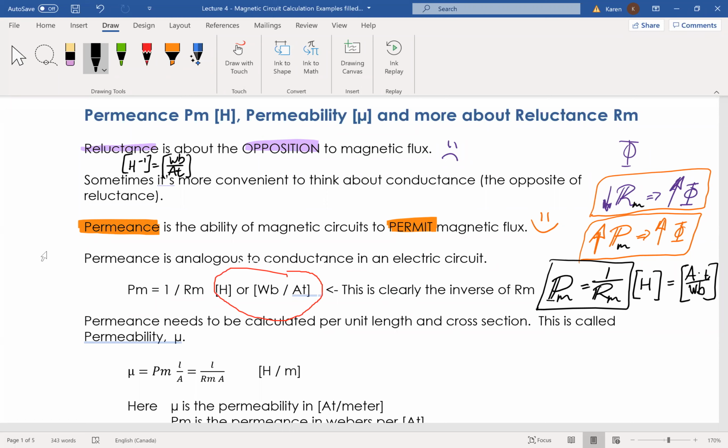Okay. So great. They are the inverse of one another. Karen? Yes. Can I ask a question? Is the Henry the same Henry as in inductance? It is. And they are related, but we're not getting into exactly how they relate, but it is the same Henry as inductance, which you should be learning about right now at the same time, or already learned about.